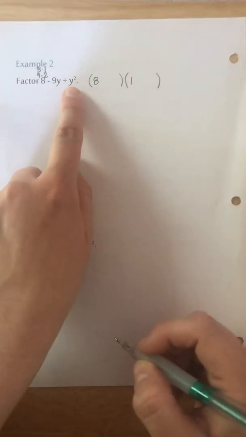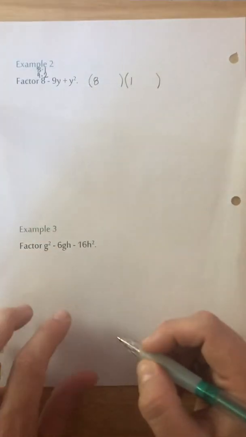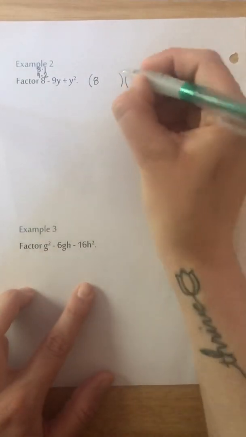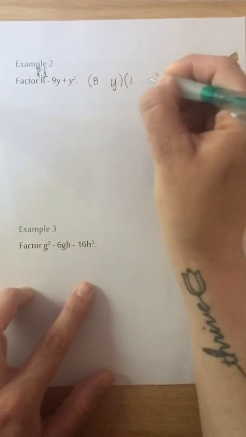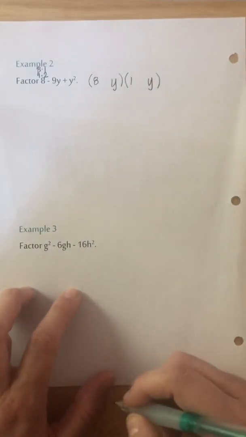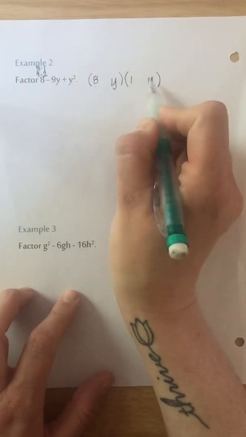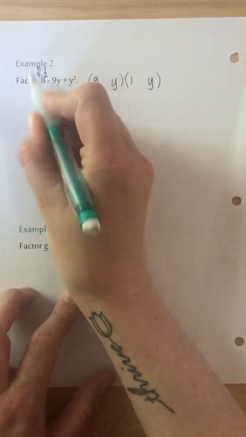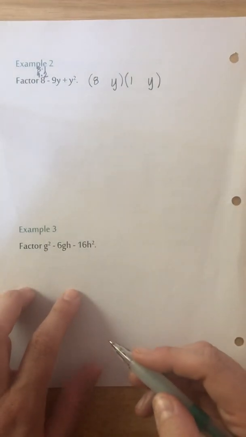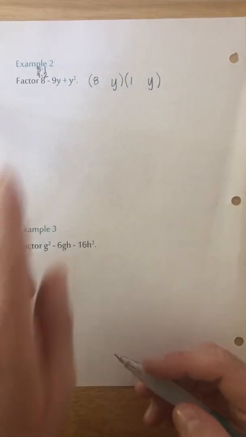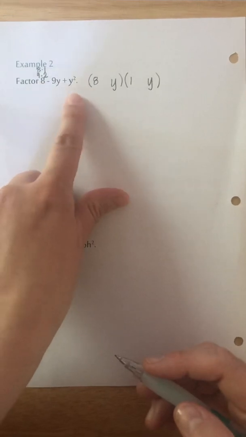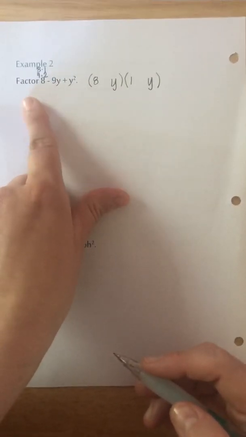All right, let's look at the back. We have y squared. Well, what can you multiply to get a y squared? You could do y times y. All right, that's the only option for that one. So we know that that's going to be right. This is the one that we're not sure about. This is where we're going to have to do guess and check. Now what I want you to notice though is that we don't have all pluses, do we?